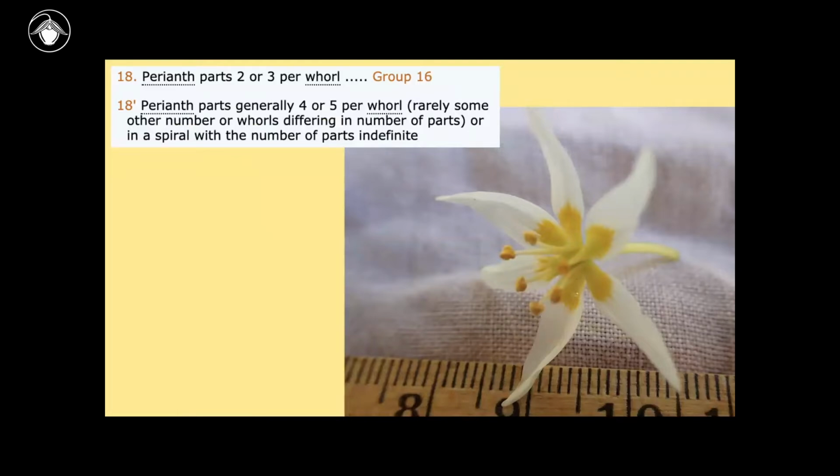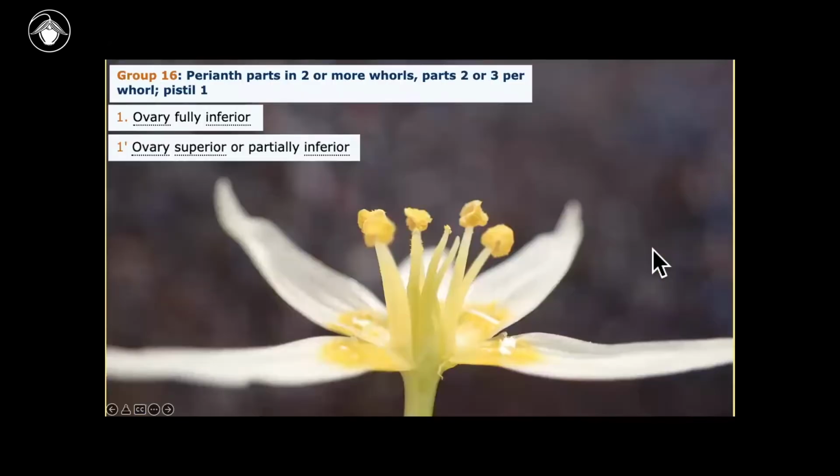Perianth parts 2 or 3 per whorl, or perianth parts generally 4 or 5 per whorl, rarely some other number of whorls differing in number of parts, or in a spiral with the number of parts indefinite. So we do have whorls of 3. This brings us to group 16, perianth parts in 2 or more whorls, parts 2 or 3 per whorl, pistil 1.